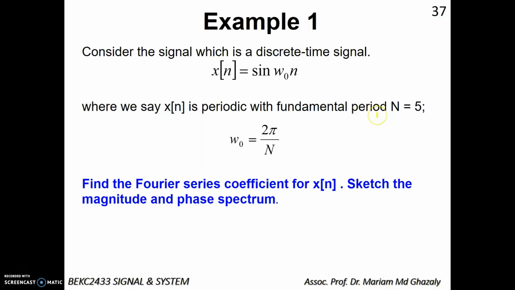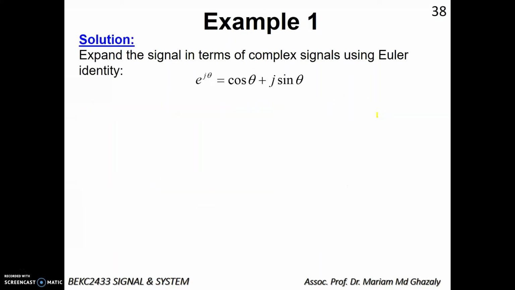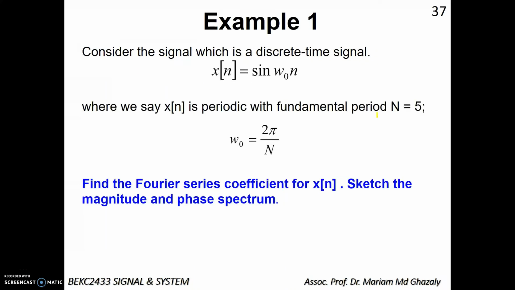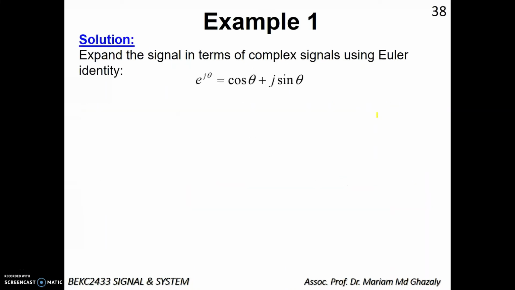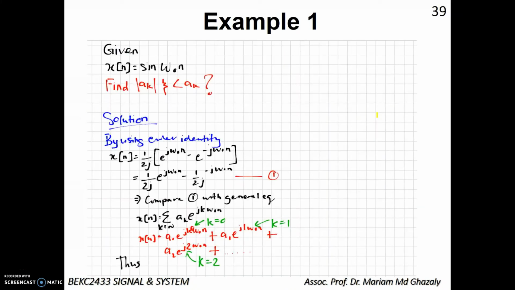We are going to try to answer example 1. So find x[n] equal to sine omega n. Okay, let's go to the solution. So have you done it all? Okay, let's go one by one. So given here the question, you're given x[n] equal to sine omega naught n, find the magnitude of a_k and also the phase of a_k.